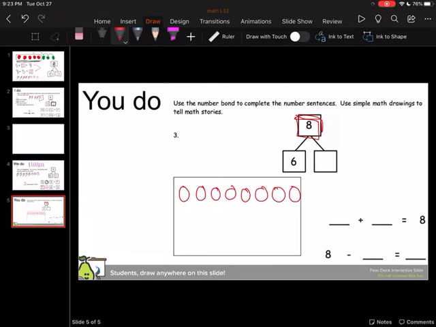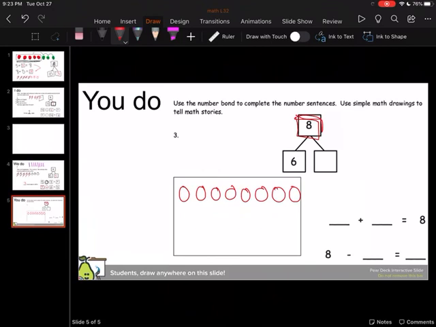Rachel was baking 8 brownies. Those are the 8 brownies I drew. Then Mr. Spadaro came and ate 6 of my brownies. He came and ate 6 brownies. How many brownies are left? That's my story.